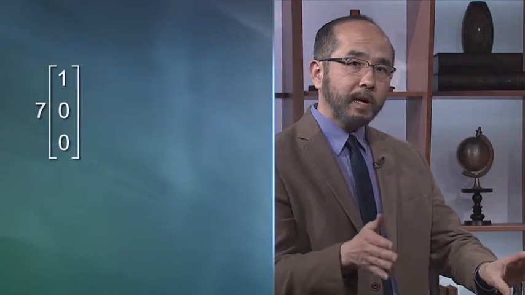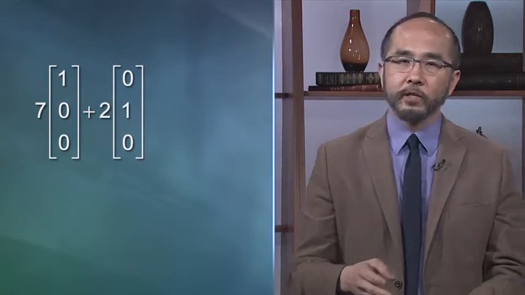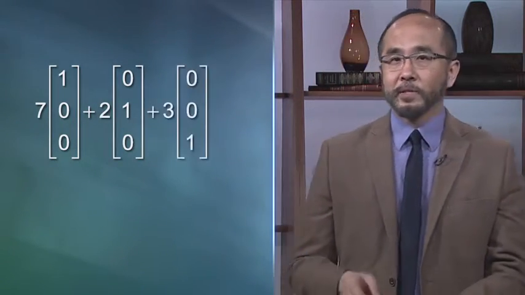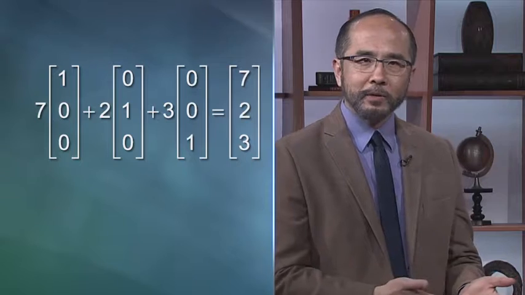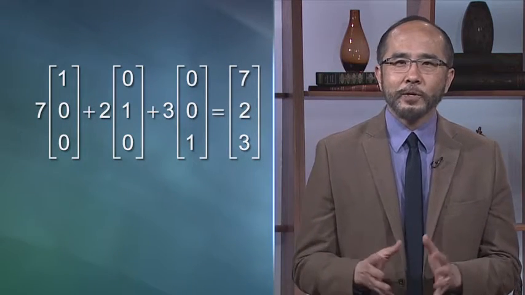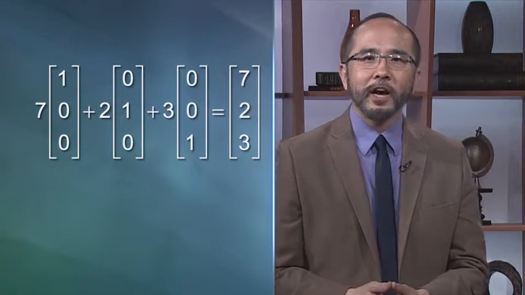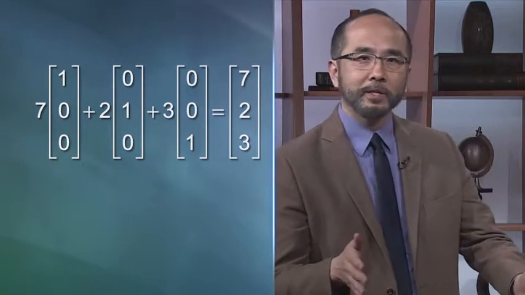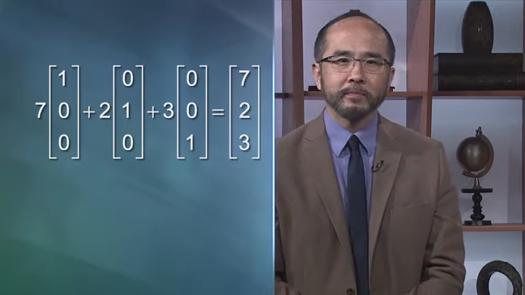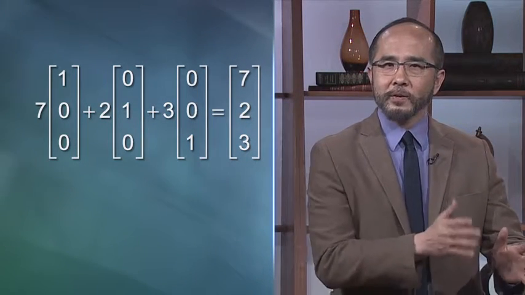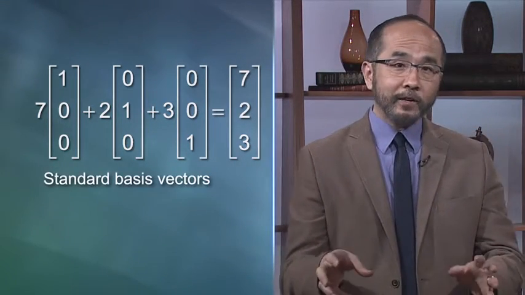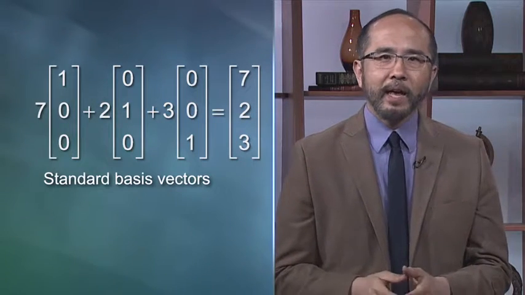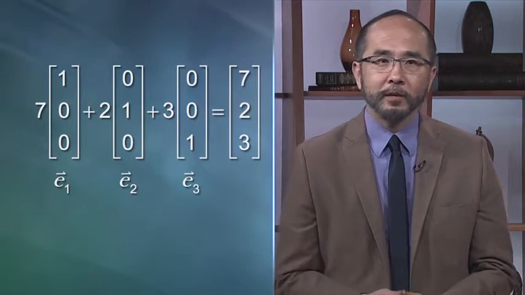So for example, 7 times the vector 1, 0, 0, plus 2 times the vector 0, 1, 0, plus 3 times the vector 0, 0, 1 is the vector 7, 2, 3. This shows that 7, 2, 3 is a linear combination of the vectors 1, 0, 0 and 0, 1, 0 and 0, 0, 1. By the way, the vectors 1, 0, 0, 0, 1, 0 and 0, 0, 1 have special names. They're called the standard basis vectors in R3, and they're often written E1, E2, E3.